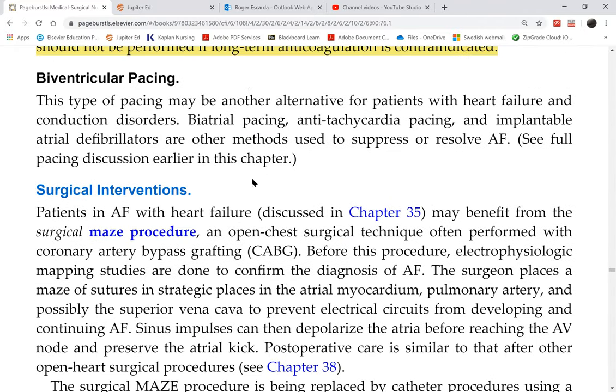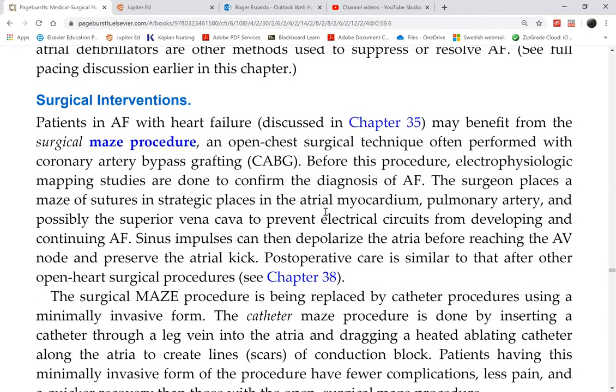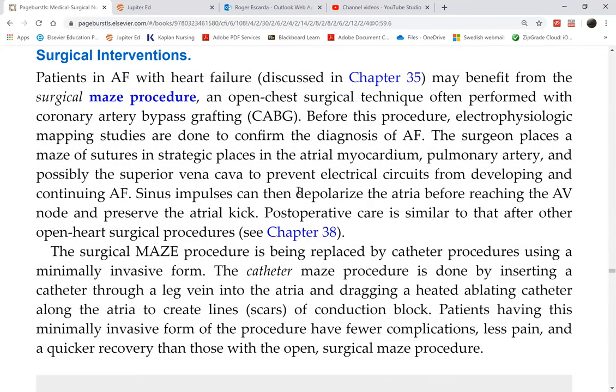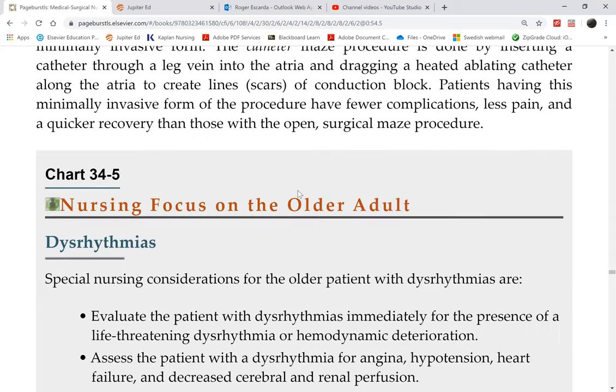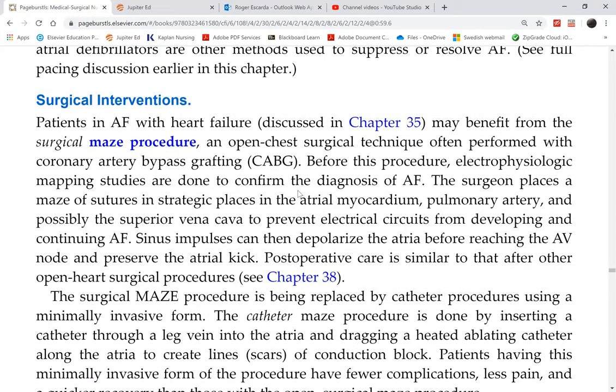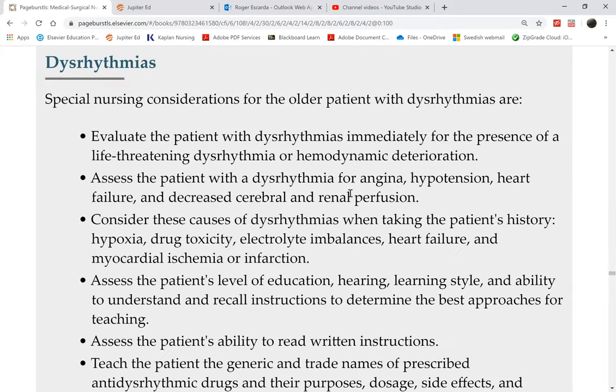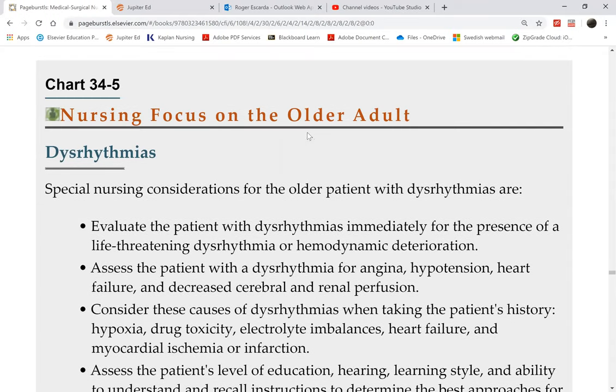We will skip biventricular pacing. This is advanced ICU stuff. So we'll also skip the other surgical interventions. We'll only stay with cardioversion and catheter ablation. Please read this on your own.